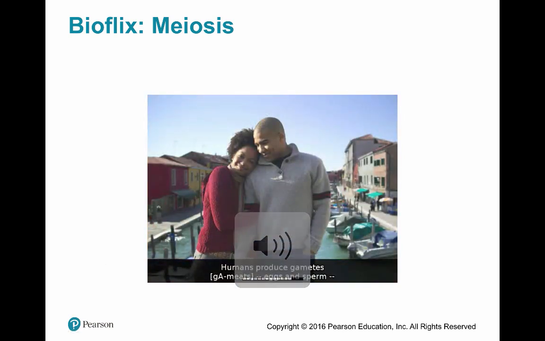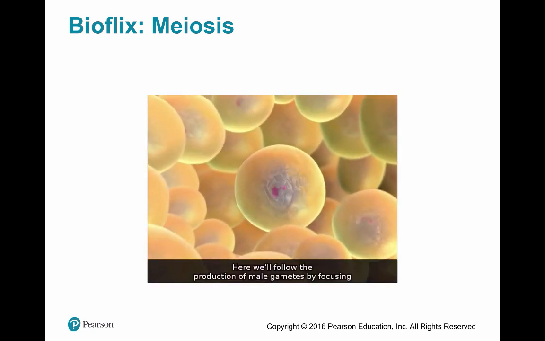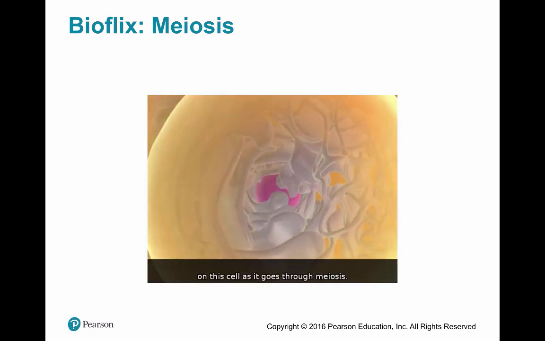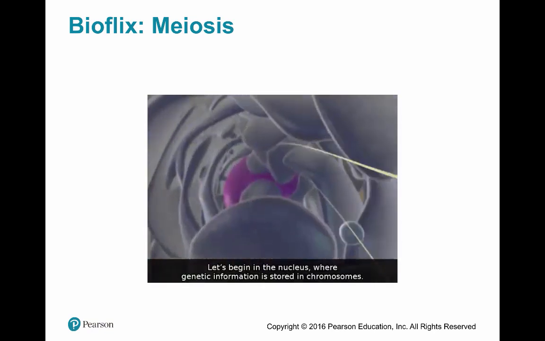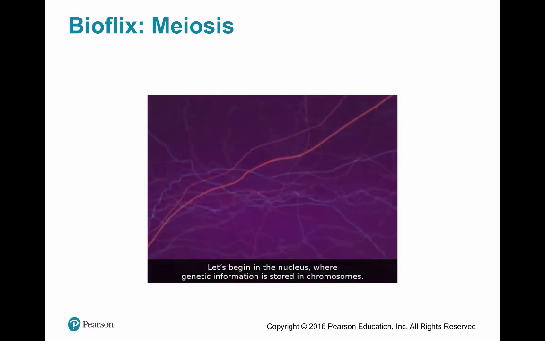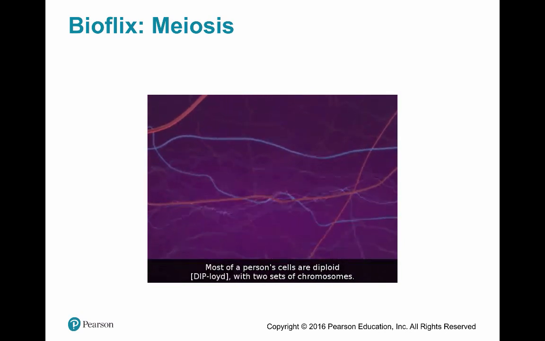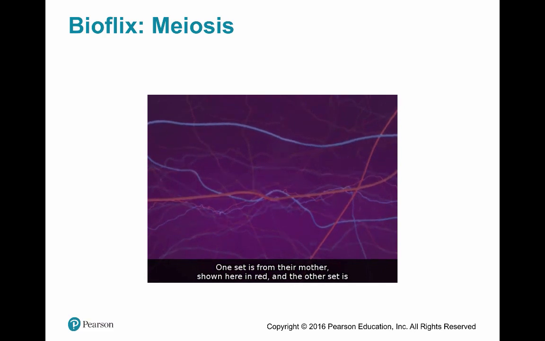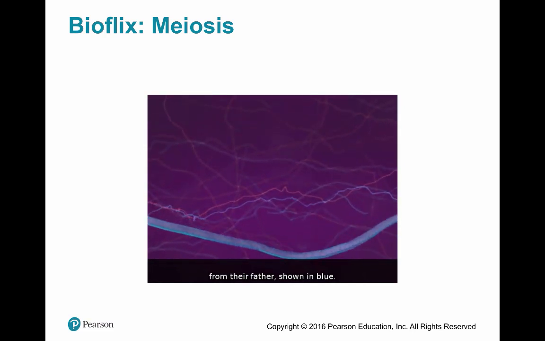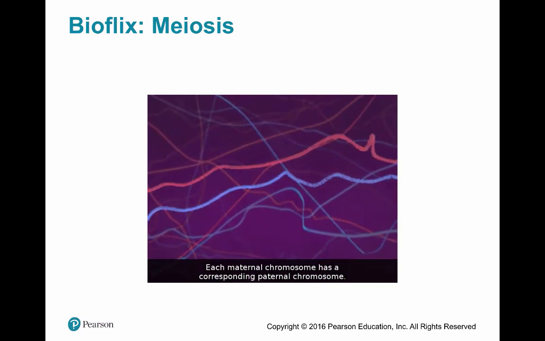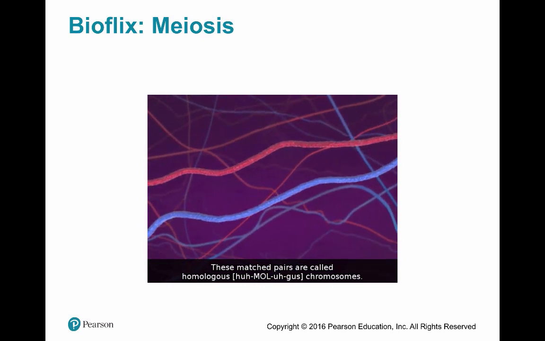Humans produce gametes, eggs and sperm, through the process of meiosis. Here, we'll follow the production of male gametes by focusing on this cell as it goes through meiosis. Let's begin in the nucleus, where genetic information is stored in chromosomes. Most of a person's cells are diploid, with 2 sets of chromosomes. One set is from their mother, shown here in red, and the other set is from their father, shown in blue. Each maternal chromosome has a corresponding paternal chromosome. These matched pairs are called homologous chromosomes.